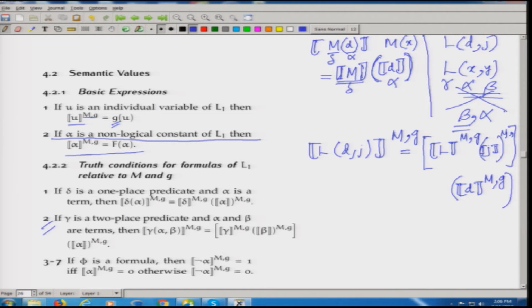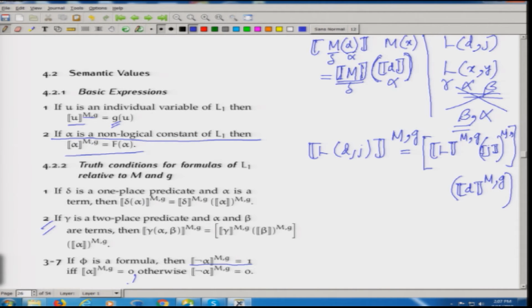Then the semantics part, the semantics of logical constants. If phi is a formula, then the denotation of the formula neg phi with respect to m g is 1, if and only if the denotation of phi with respect to m g is 0.